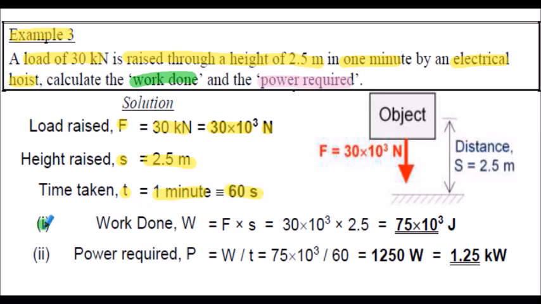So part 1, we're asked to find the work done. It's simply W is equal to F multiplied by S. So 30,000 multiplied by 2.5 is 75,000 joules, or 75 kilojoules. And in part 2, we're asked to find the power required. Well, power is work divided by time. So in this case, it's the 75,000 joules divided by 60 seconds. So 1,250 watts, or 1.25 kilowatts.